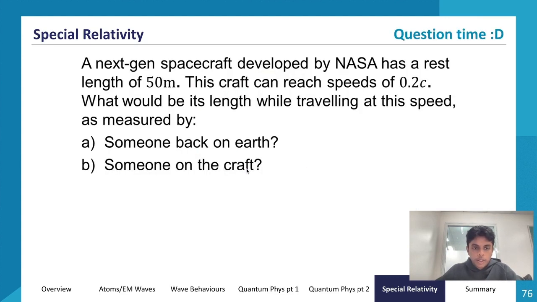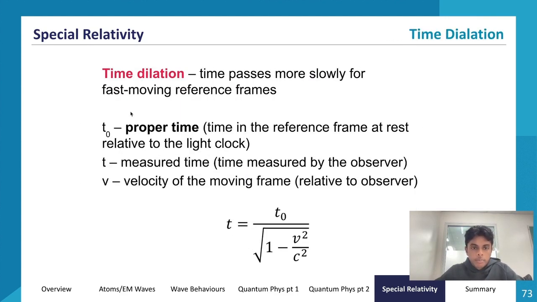So we go back to the formula, right? T naught, proper time, is the time in the reference frame at rest relative to the person moving. So with respect to the muon, because the muon isn't moving with respect to itself, in the frame of the muon it has a half-life of 2.2 times 10 to the negative 6. So this becomes proper time. Proper time, T naught, is 2.2 times 10 to the negative 6. What we're trying to find is measured time.